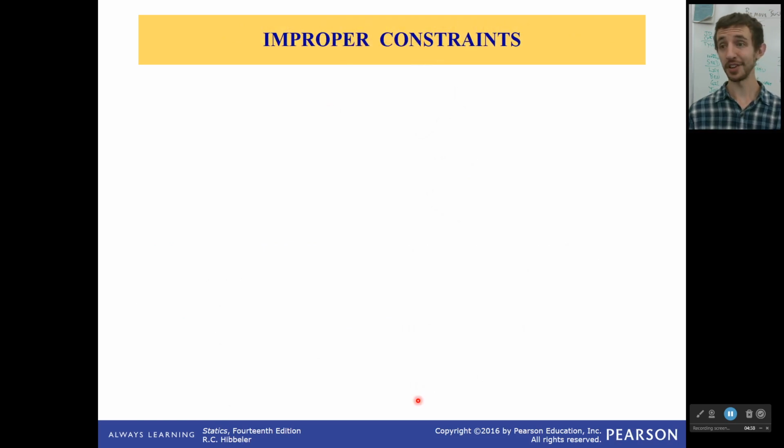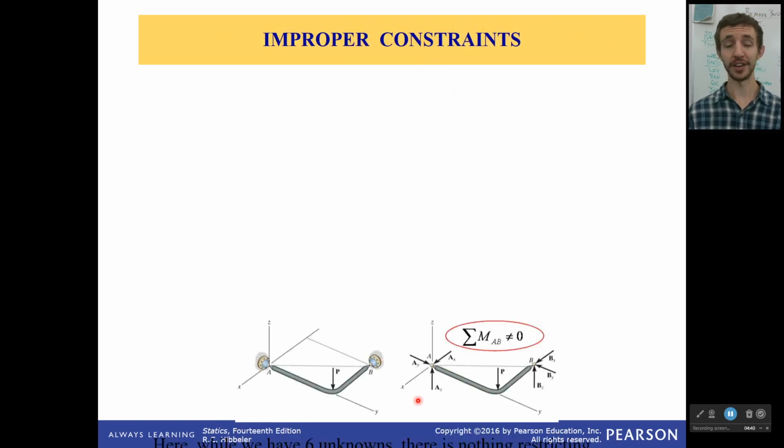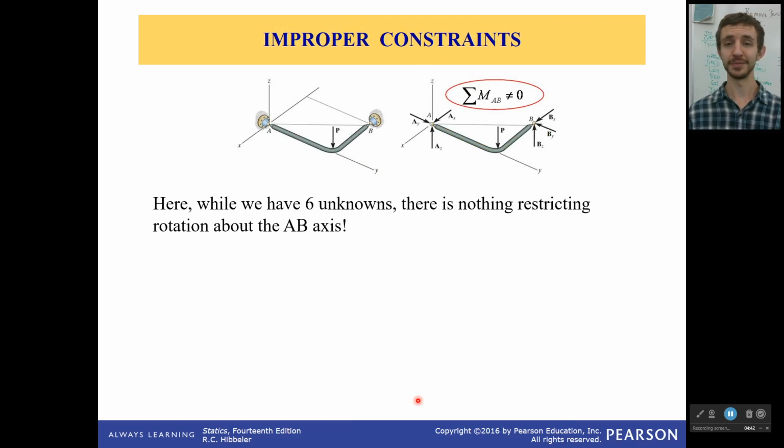Okay, improper constraints. And this is not because they're making bad jokes. An improper constraint has enough to support all the forces, perhaps, but not all the moments. So in this case, we have 6 unknowns. You're like, well, that's statically determinate. We can solve it. But there's nothing restricting rotation around this axis AB. It can rotate as much as it wants.